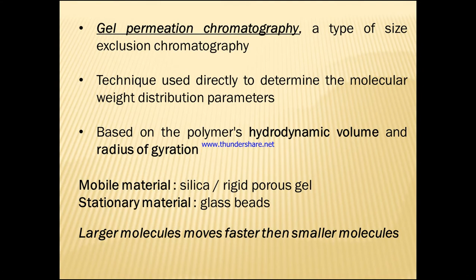Based on this, the larger molecules move faster than the smaller molecules here. So that is what we are having. Larger molecules will settle there only, whereas smaller molecules will go for filter. Like this, we go for finding the molecular mass or the molecular weight distribution by this gel permeation chromatography technique here.